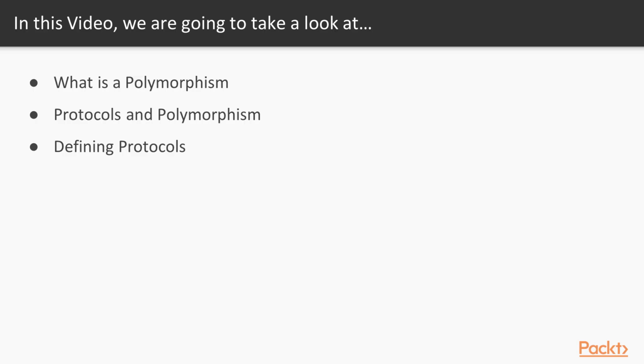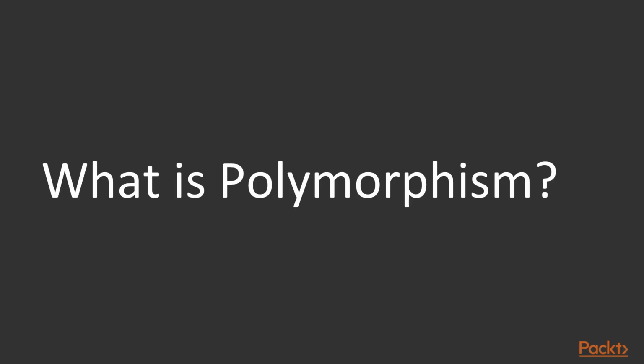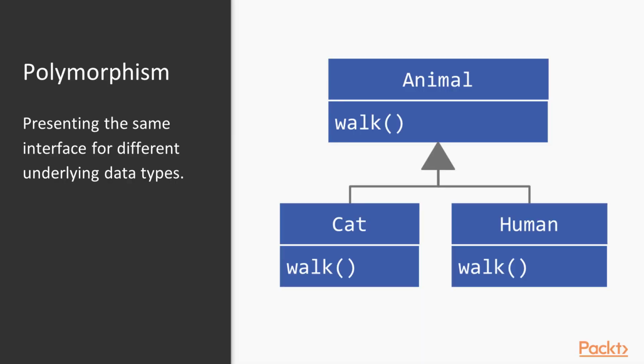In this video, we'll define polymorphism and see how protocols in Elixir relate to this notion. We'll then follow up with a definition of a sample protocol. So first things first, what exactly is polymorphism and why is it important? Polymorphism in a programming language is the ability to represent different data types through a common interface. This means that we can interchangeably use these data types as long as they implement the same functions.